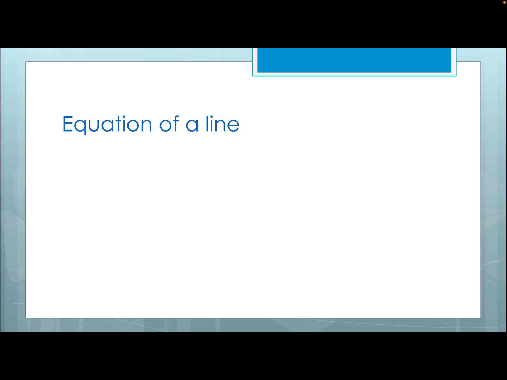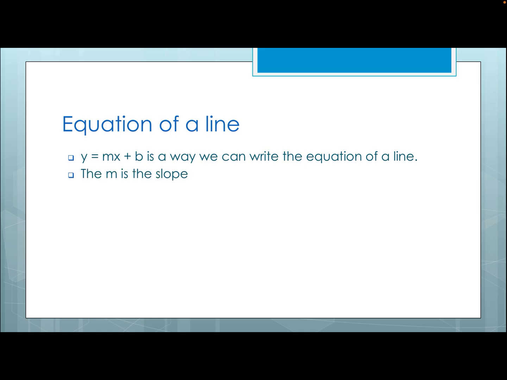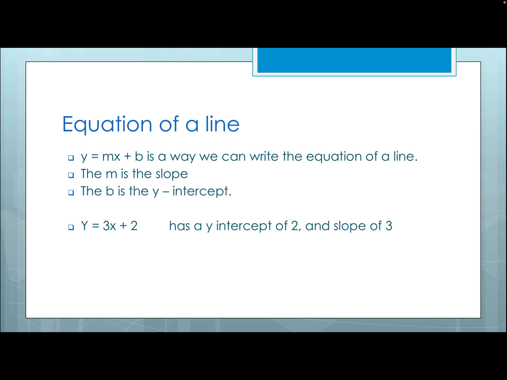Okay, equation of a line then. We can write the equation of a line in the form of y equals mx plus b. I would say 90% of lines come like this. M is the slope, so whatever number is there is the slope. And b is that y-intercept that we just spoke about, where it crosses the y-axis. So for example, y equals 3x plus 2 has a y-intercept of 2 and a slope of 3. Y equals 5x minus 1 has a y-intercept of negative 1 and a slope of 5.